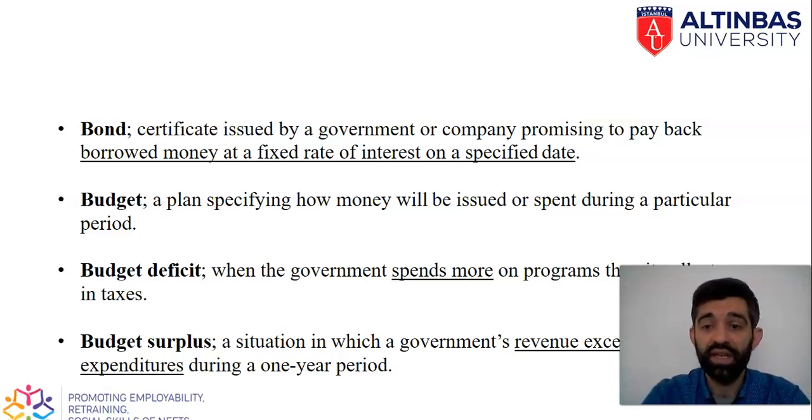Bonds is another thing that is very famous and well known in accounting and finance discussions. It's a certificate issued by a government or a company promising to pay back borrowed money at a fixed rate of interest on a specified date. So governments or some companies, if they want to borrow some money, issue a kind of paper, a certificate. They promise that they are going to pay back that money at a fixed rate on a specified date. So it's a kind of certificate of promise.